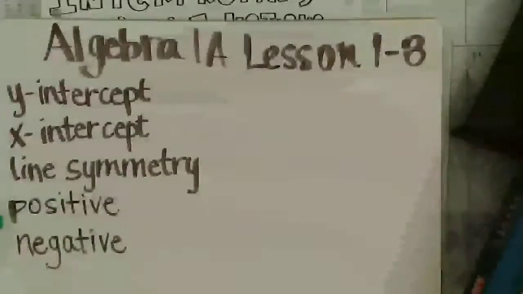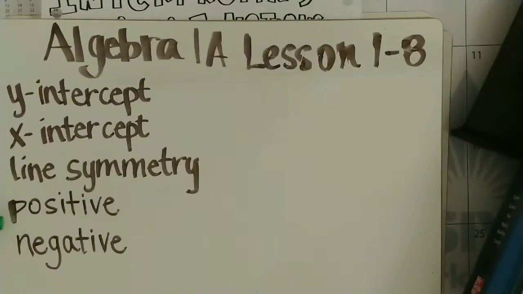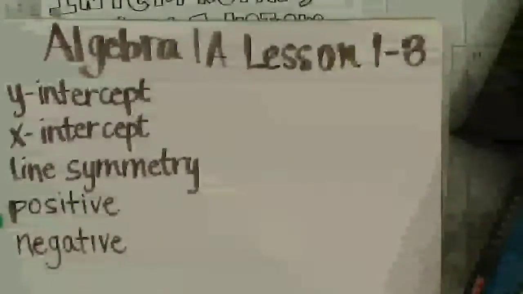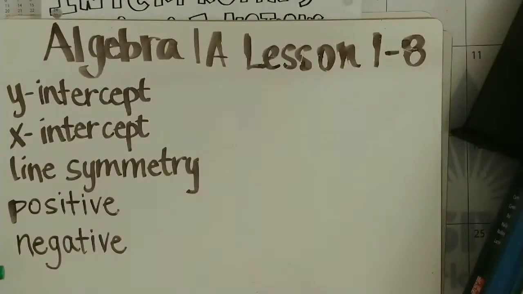Positive, a function is positive on a portion of its domain where a graph lies above the x-axis. Negative, a function is negative on a portion of its domain where a graph lies below the x-axis.